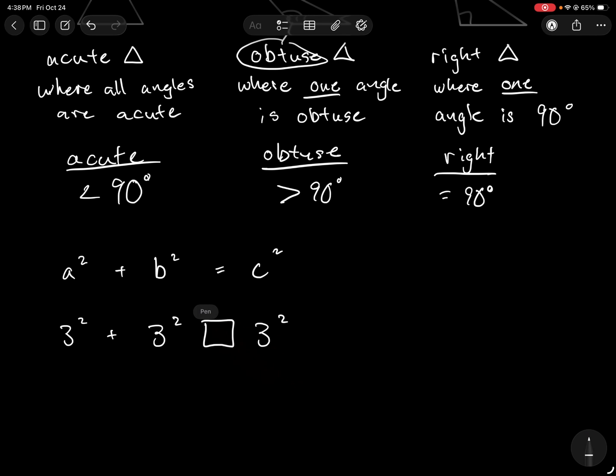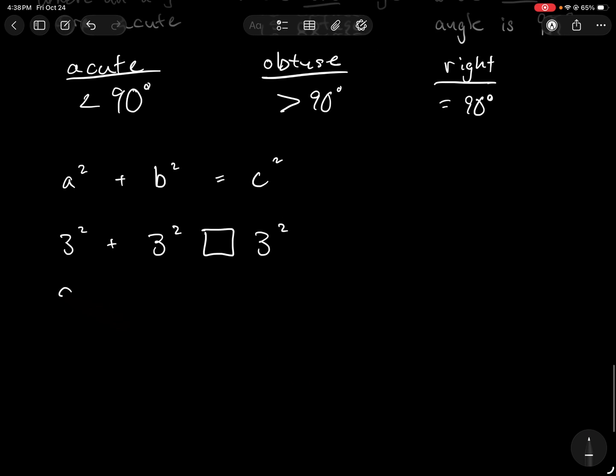So when we take a look at this, by actually doing the math, 3 times 3 is 9, or 3 squared is 9, plus 3 squared is 9, some relationship with 9. So 9 plus 9 is something with 9. Well, the most obvious thing we can put here is greater than 9. Remember that this was an equilateral triangle. Also remember that an equilateral triangle is an acute triangle.